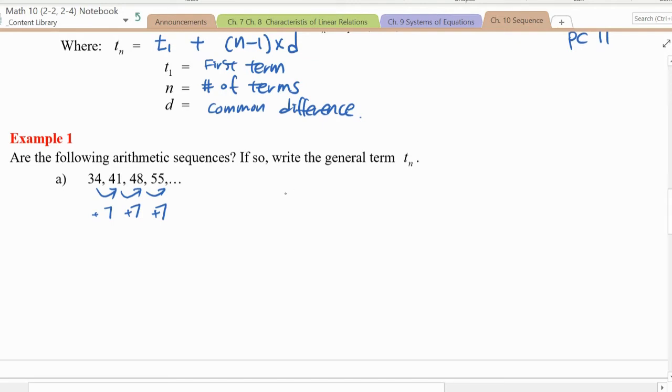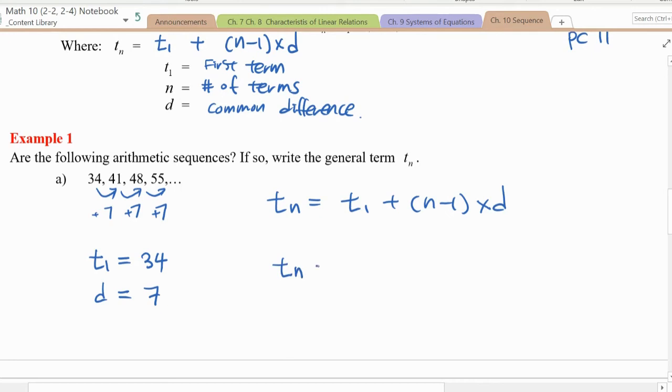Right. And we know the formula. I just want you to write down the formula first. And what's the first term? We know T1 equals 34. And what's the common difference? D equals 7. Then we have all the information, right? So the general term Tn equals 34 plus n minus 1 times 7.